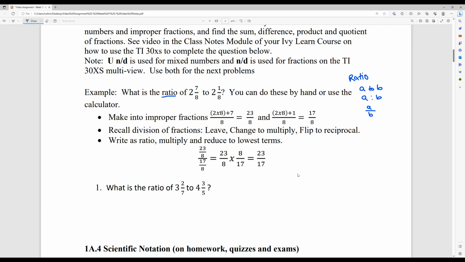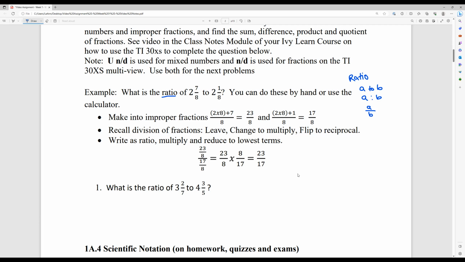Now, recall from previous knowledge of other courses that if you do division with fractions, we actually multiply by the reciprocal. And a nice way to remember how to do that is we leave the top fraction alone. We change the division in the middle to multiplication, and we flip the second fraction to its reciprocal. So we are multiplying the first fraction by the reciprocal of the second fraction.